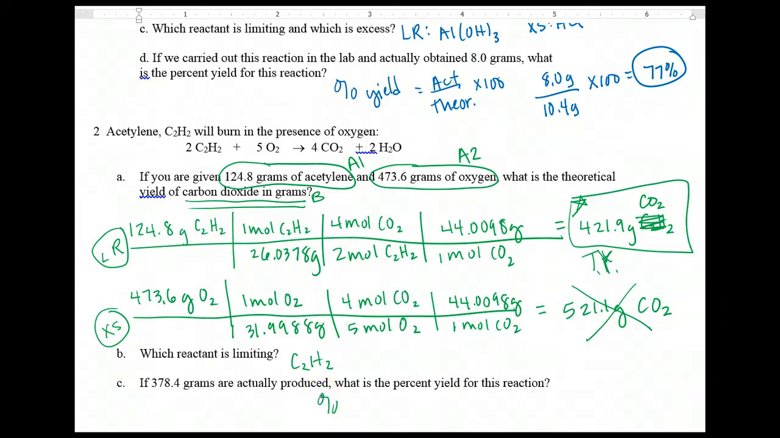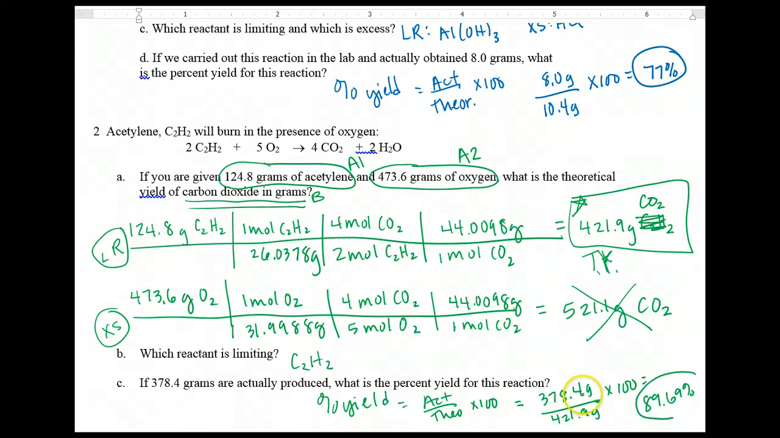If 378.4 grams are actually produced, what is the percent yield for this reaction? Remember, percent yield is calculated actual over theoretical times 100. So if we actually produce 378.4 grams, and we were supposed to be able to produce 421.9 grams, that gives us a percent yield of 89.69% to 4 sig figs, because both my numbers had 4 sig figs. So an improved percent yield over the situation in problem number 1.